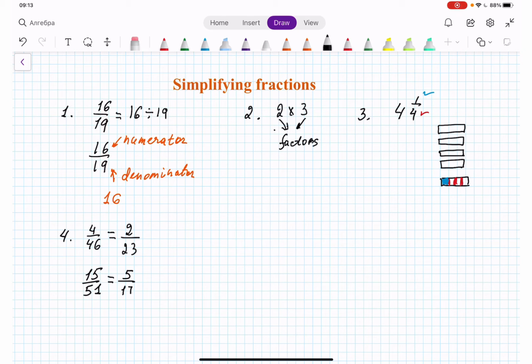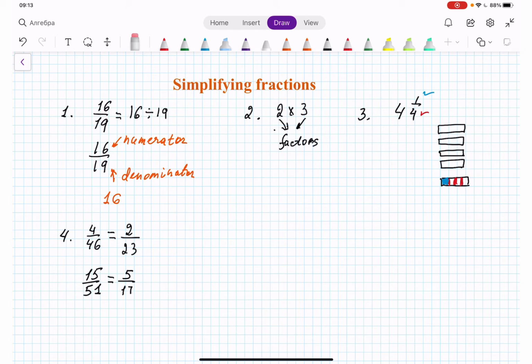Could there be cases when you can't divide? You can't simplify? Of course. Let's say 9 over 11. Every time, see 9 over 11, they don't have anything in common. 9 you can divide by 3 and 9. 11 you can divide only by itself. It's a prime number. So there is nothing in common. Okay?